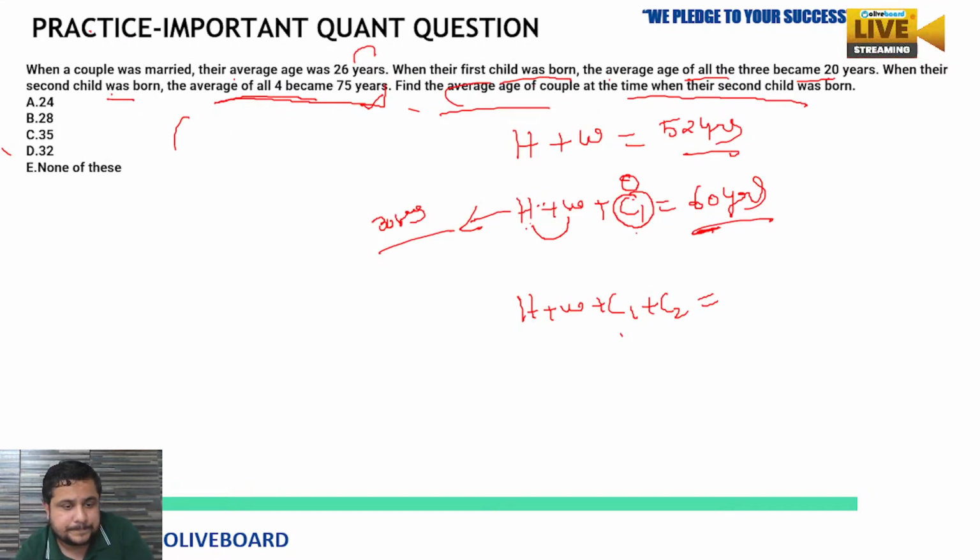Wait, I'm making the correction. 75, then, right? Then husband and wife's age will be more than 150 years, which is not possible. Okay, 25 years, not 25 also. You can say this was 26, right? And then I took 20.